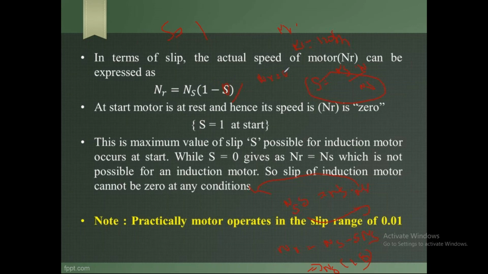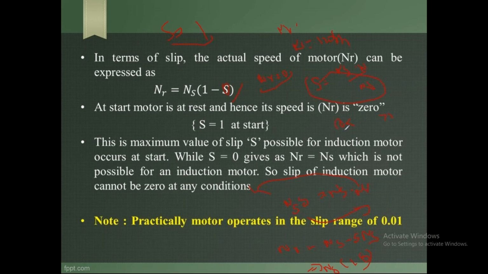So already I told you that at starting condition rotor speed is 0 and slip is 1. Now we verified. See here, at starting the motor is at rest and its speed is 0, because S is equals to 1. Now this is the maximum value of slip. S is possible for induction motor because S varies between 0 to 1.